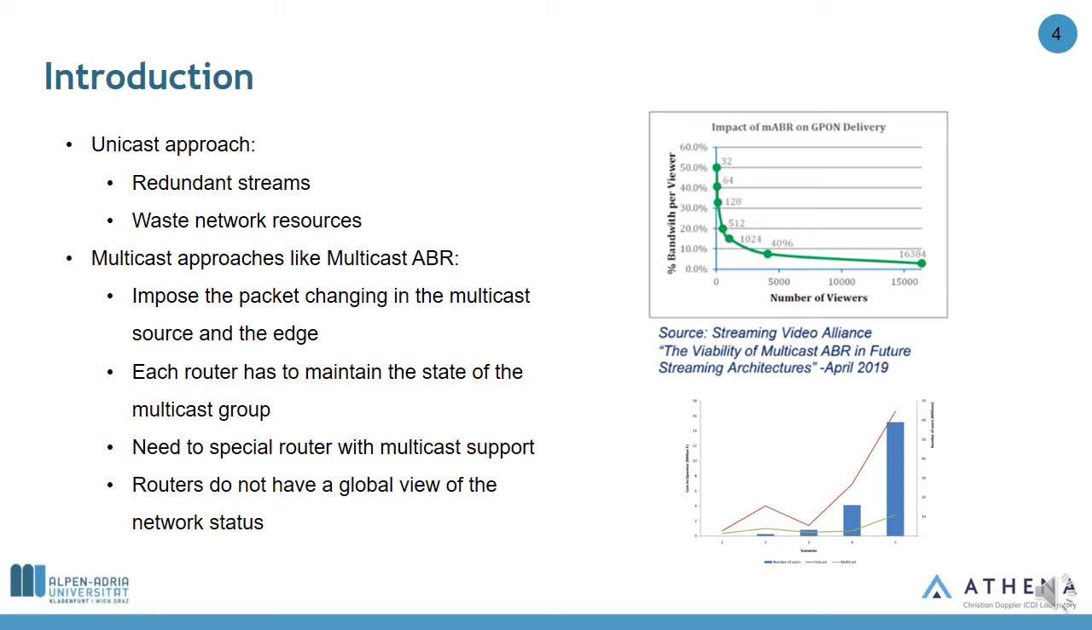One of these solutions that is widely employed in the industry is using a cache server at the edge of the network. But it was proved that it's not very scalable, especially for widespread networks. The other popular solution is using multicast streaming, known as multicast ABR in the industry.